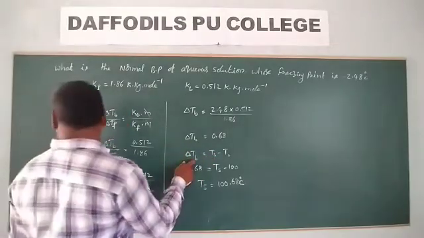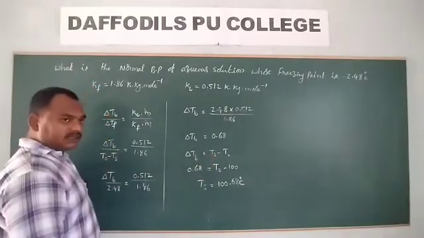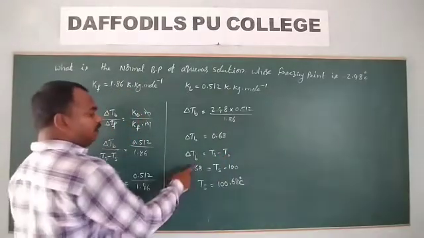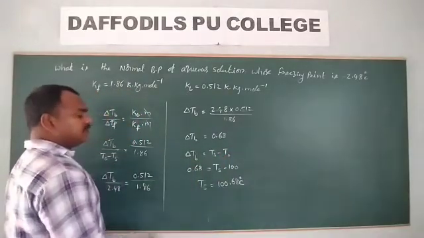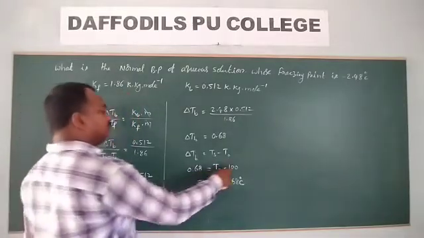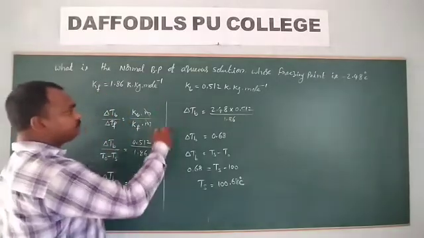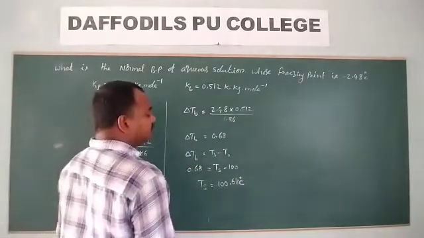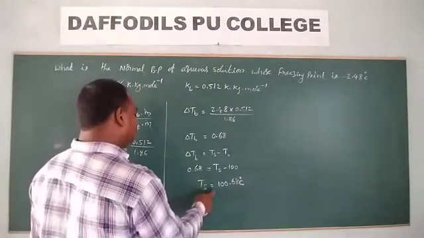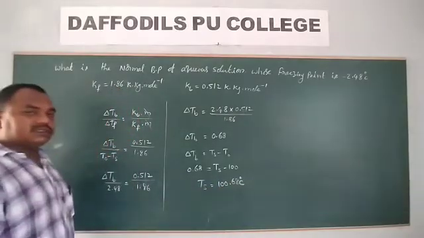Elevation in boiling point is equal to the boiling point of the solution minus the boiling point of the solvent. So the elevation in boiling point 0.68 equals the boiling point of the solution Ts minus the boiling point of the solvent, and water is the solvent here. Water's boiling point is 100 degrees centigrade. So Ts is equal to 100.68 degrees centigrade.